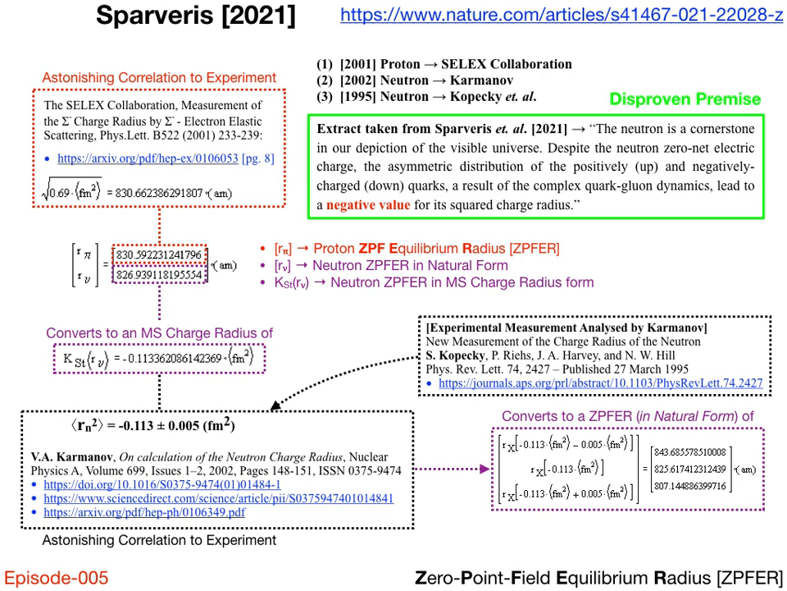What is important to understand is that the quotation taken from Sparveris is not unique or specific to the author. It is the position taken by the standard model of particle physics. His statement is particle physics doctrine as it stands today. Thus, according to the standard model of particle physics, the only way to express the mean squared charge radius of a neutron is by utilising a negative value.